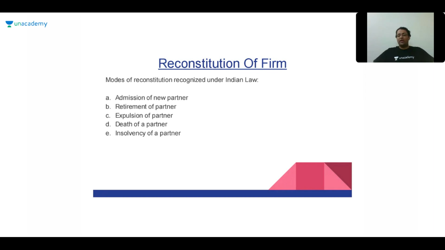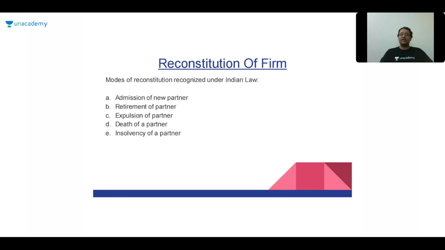So if A's earlier profit sharing ratio was 33, which became 25, how much has he lost? He has lost 8%. That 8% is known as the sacrificing ratio. Similarly, B's old profit sharing ratio was 33% and the new became 25%, so he has lost 8%. C's profit sharing ratio earlier was 34% and the new is 25%, so he has lost 9%. This 8, 8, and 9%, what A, B, and C have lost respectively, is called the sacrifice ratio of existing partners.